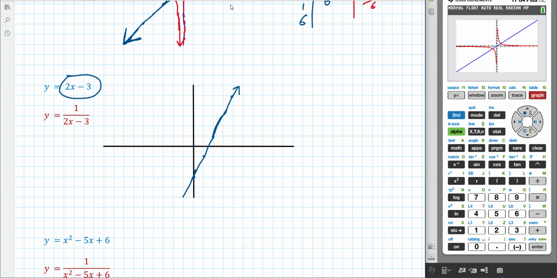Okay, so it looks like this. All right, and so now what we can do is notice that our x-intercept is our new asymptote, which is x equals 1.5, or 3/2.